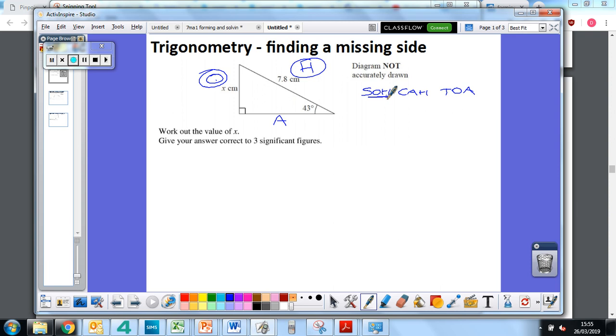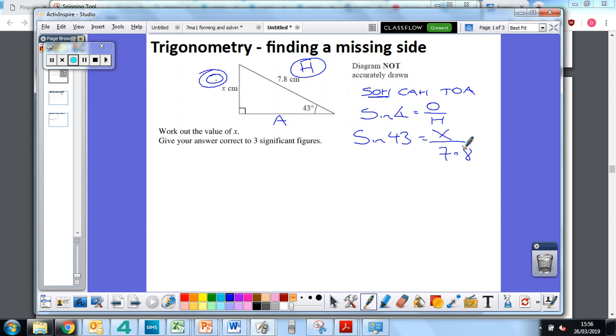So we write down the equation, which is sine of the angle is opposite over hypotenuse. And then we put in the numbers that we know. The angle is 43, so it's sine 43. The opposite is x, the unknown, and H is the 7.8.